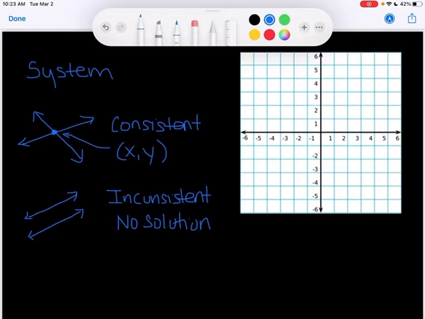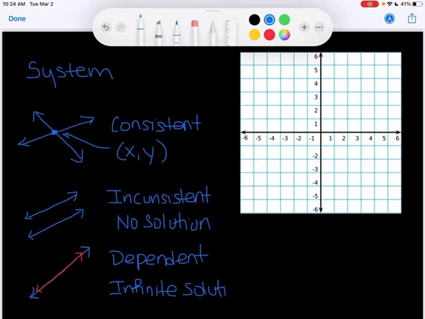And then the last thing that could happen, which is rare, but it is possible, is that the two lines are the same line. So let's say that's the first line, and then the other one is the same exact one. If you notice, they share all the same points. We call this a dependent system because every single point is a crossing point because they're the same line. So this would be infinite solutions.